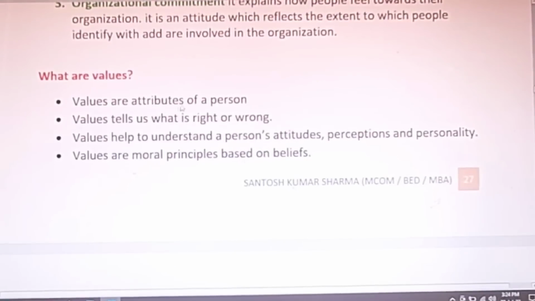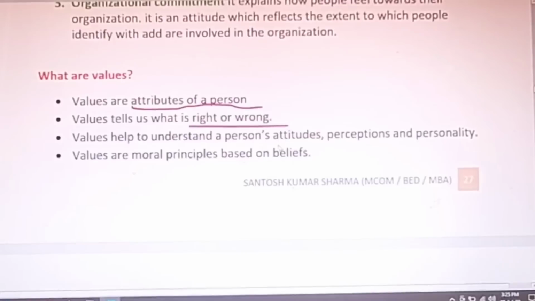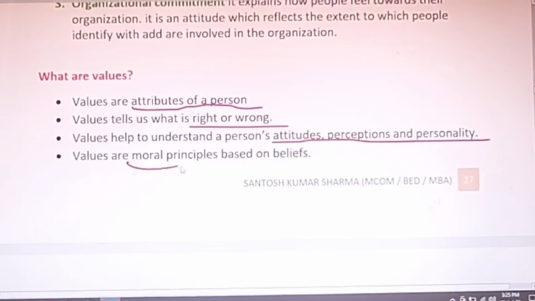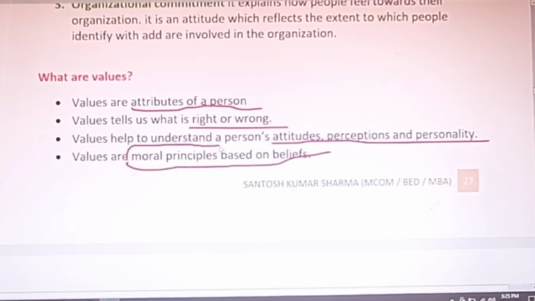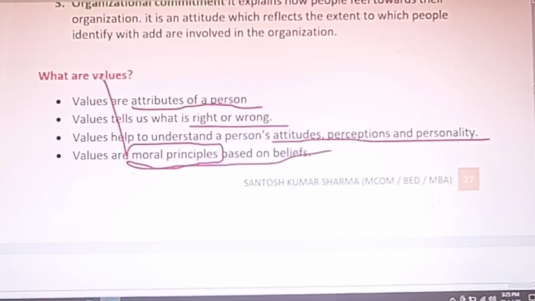Now, then comes values. Values are attributes of a person. That means quality of a person. It tells us what is right and wrong for you. Okay, and it helps to understand the person's attitude, perceptions, personality, and all these things. And basically, values are moral principles based on beliefs. This is the most important sentence that you must keep in mind when you are defining values.